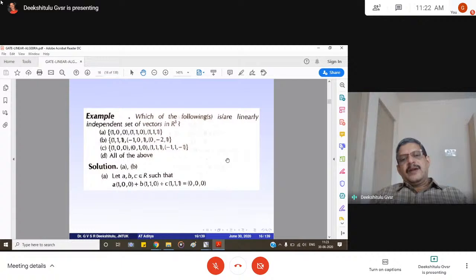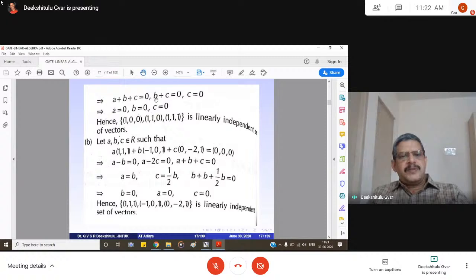Which of the following are linearly independent sets of vectors in R3? 1, 0, 0; 1, 1, 0; 1, 1, 1. Here, a, b, c times these vectors equals 0, 0, 0. If you find the equations, a plus b plus c is equal to 0, b plus c is equal to 0, c is equal to 0. Solving, a is equal to b is equal to c is equal to 0. So they are linearly independent.